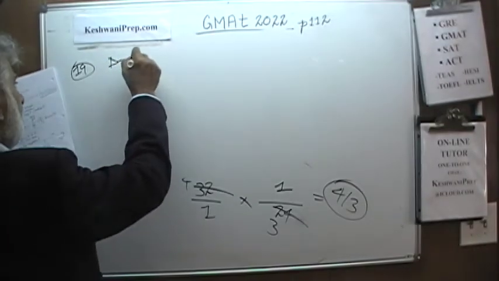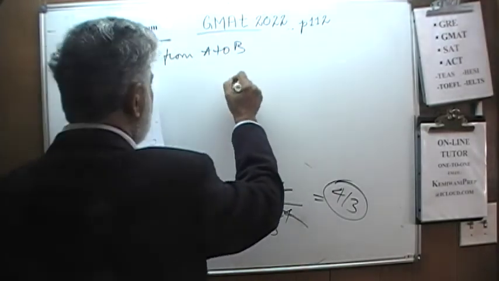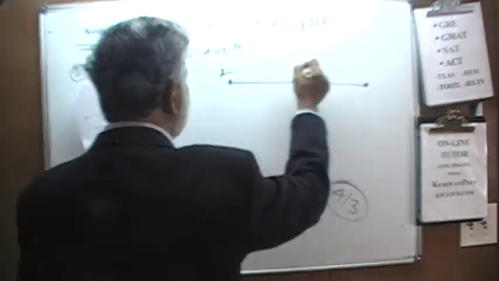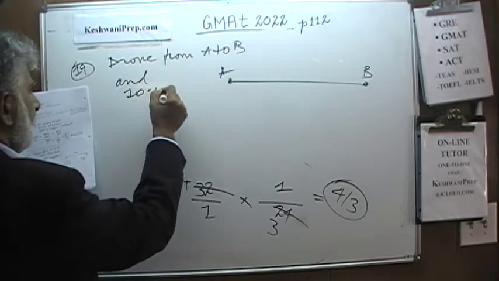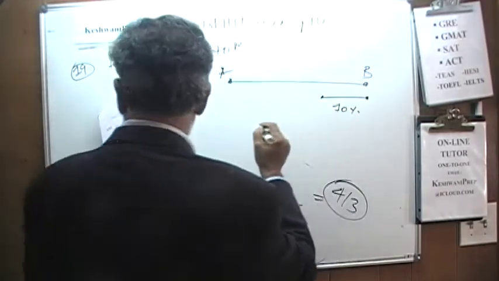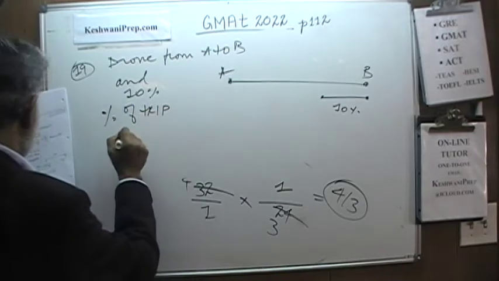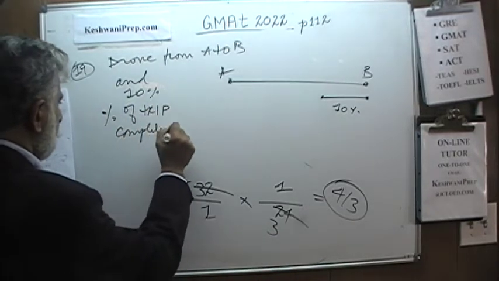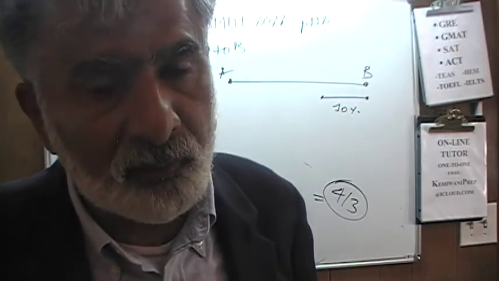In number 19, we are told that we are going to drive from A to B. Done. And then we are going to drive back 10%. The question simply is, what percentage of the trip have we completed at this point in time? We have driven from A to B, and we are making our trip back, and we have driven 10% of the return trip.